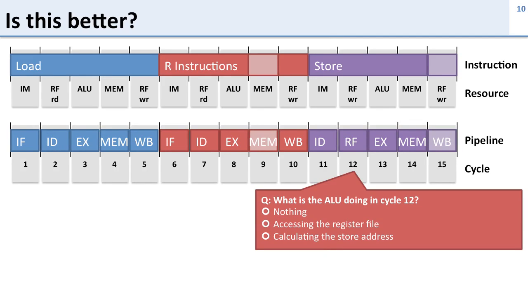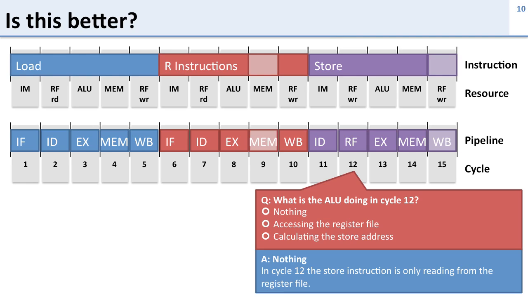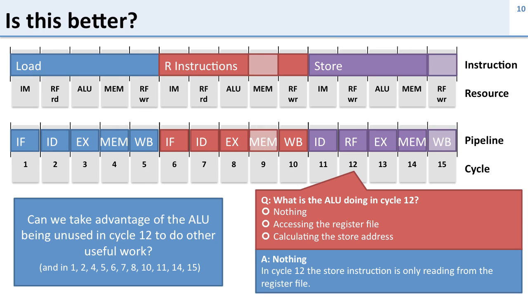So in order to figure out what's going on here and how we can take advantage of that, here's a question to look at. What is the ALU doing here in cycle 12? Well, it's not doing anything. In cycle 12, the store instruction is only reading from the register file. Nothing is using the ALU in this cycle. How can we take advantage of the fact the ALU is free here to be more effective in using our processor? So that's what we want to do with pipelining. We want to take the fact that the ALU is not being used in cycle 12 because our store instruction is just reading the register file to do useful work.